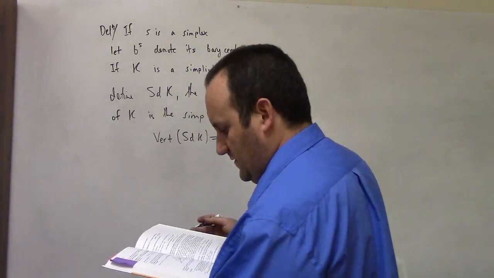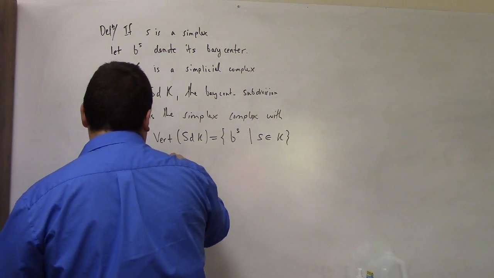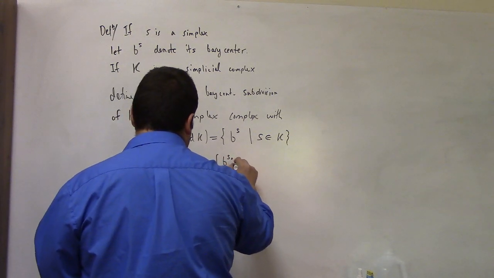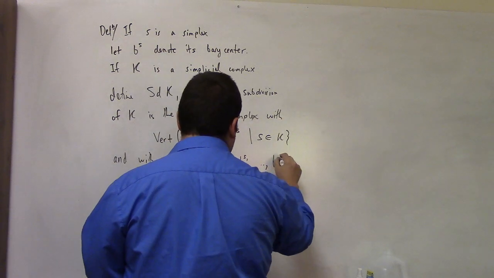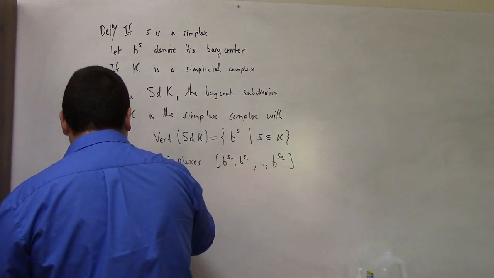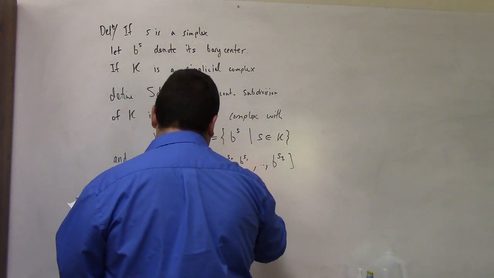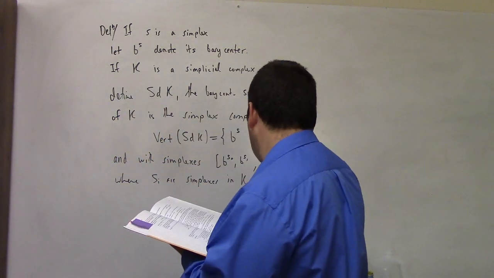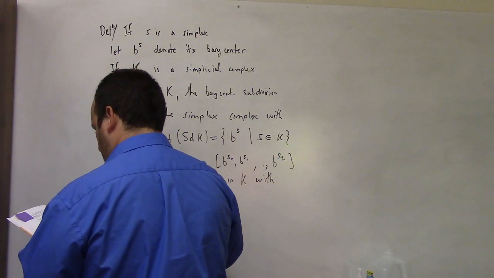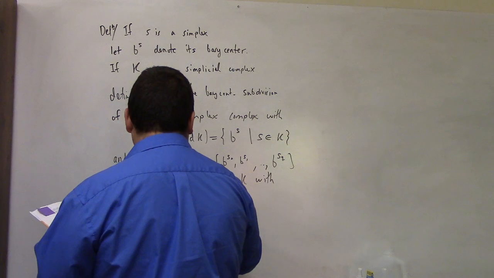And with simplexes B(S_0), B(S_1), B(S_q), what's q? Where the S_i are simplexes in K with... What's that inequality mean? It's the ordering, because we have the oriented simplex, right? At least I think that's what it is.